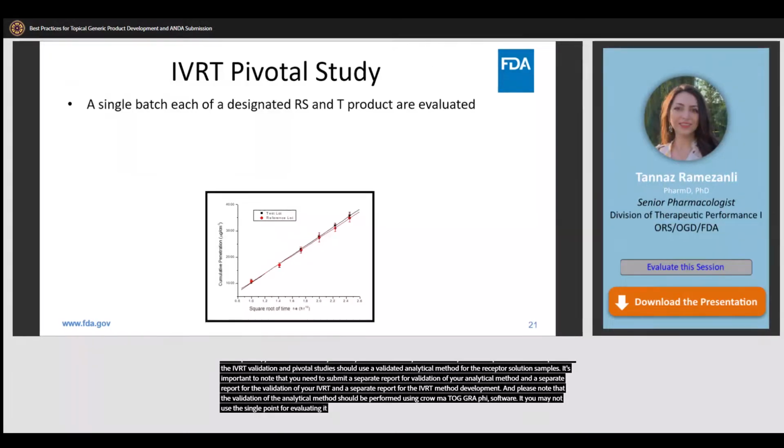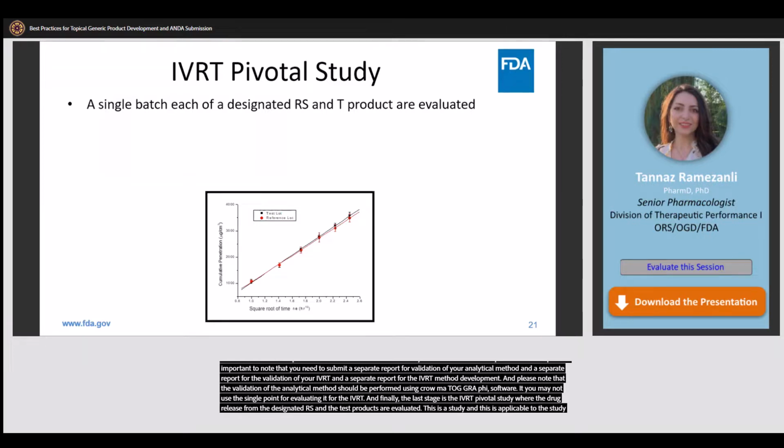And finally, the last stage is the IVRT pivotal study, where the drug released from the designated RS and the test products are evaluated, and this is considered a bioequivalence study, and the recommendations related to sample retention would be applicable to this study.